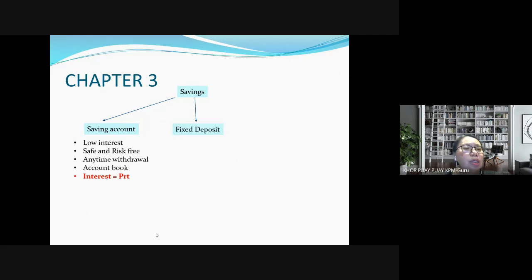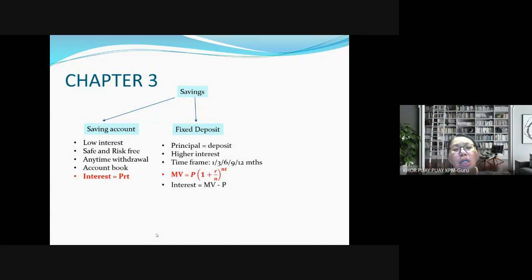Next one, the second type is fixed deposit. This is where you use the formula MV, right? The matured value is for fixed deposit. All right. So for fixed deposit, the interest is higher than a saving account, and you save the money for a certain period of time: 1 month, 3 months, 6 months, 9 months, 12 months, and so on. We use the formula MV to count your money together with the interest that you save in the bank.